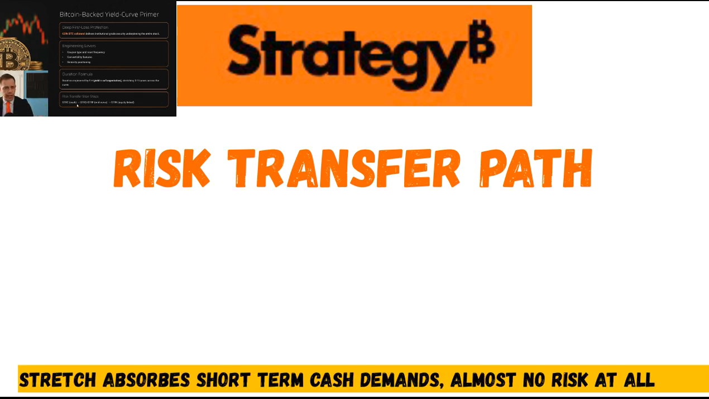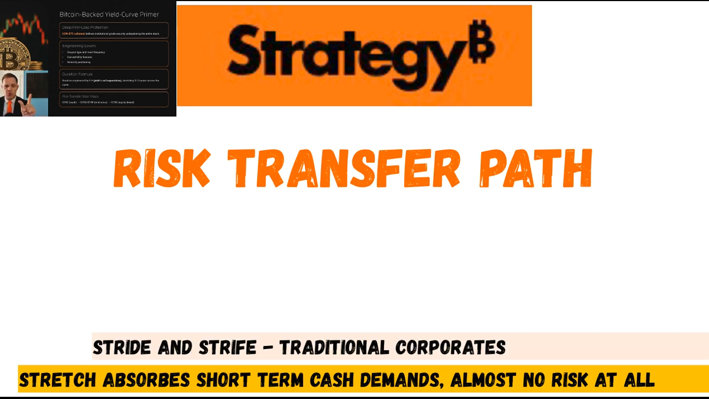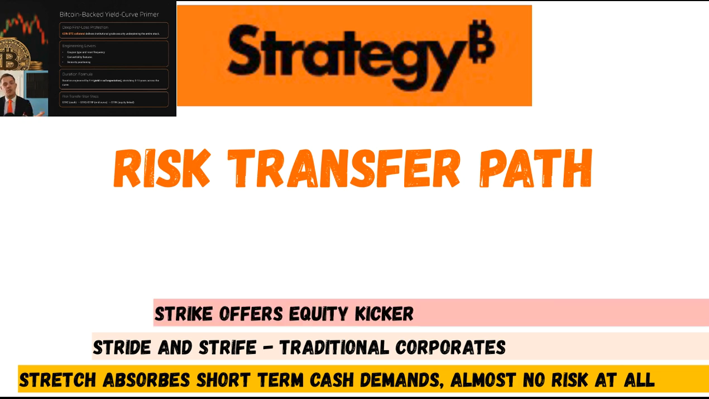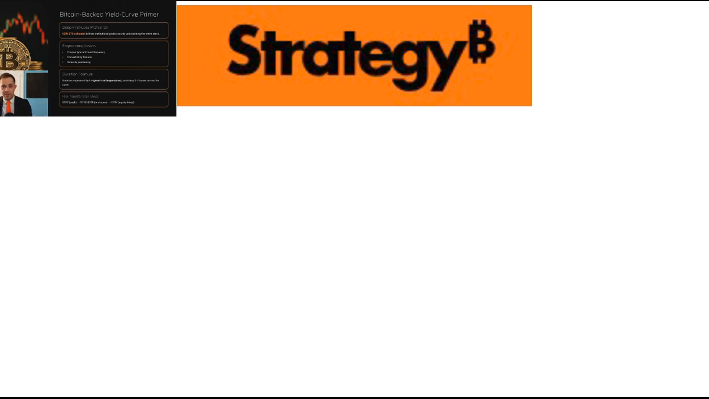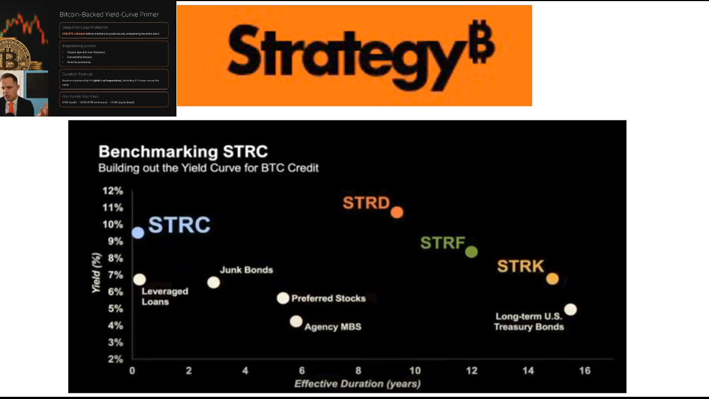So Stretch is there absorbing short-term cash demand with almost no price risk at all. It's designed to trade around $100. People view it as a stable coin. Stride and Strife cover the mid-curve where traditional corporates usually live. And then Strike is offering long-dated exposure plus an equity kicker for investors who both want to get paid while they wait for the upside on the common stock MSTR. In traditional bond markets, you need multiple issuers to build a curve like this, but Strategy has delivered the full range in one capital stack, all secured by the same Bitcoin treasury.